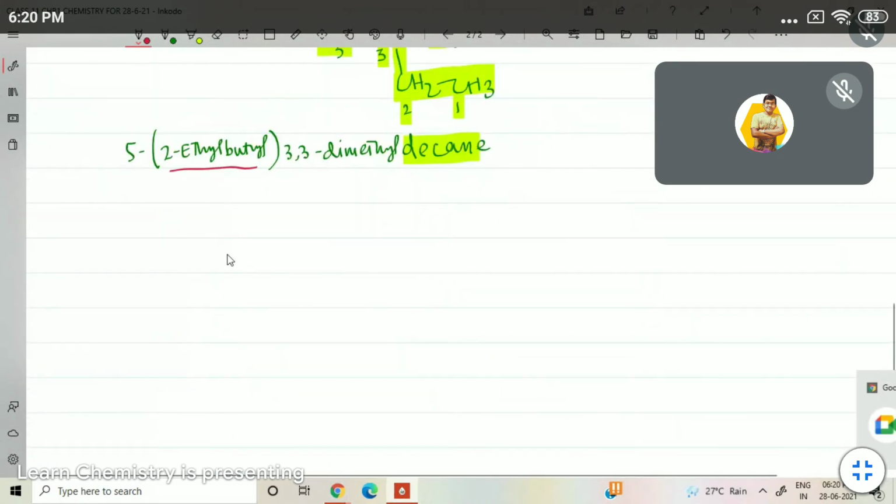Now we'll come back to cyclic compounds.